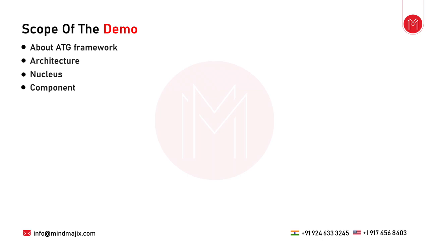So in ATG, we have two more things called droplets and form handlers. These are subdivisions of components. A droplet in itself is also a component. A form handler in itself is also a component. But a form handler is always a request scope component because it takes the data from the form and submits it to the handler. That's it.